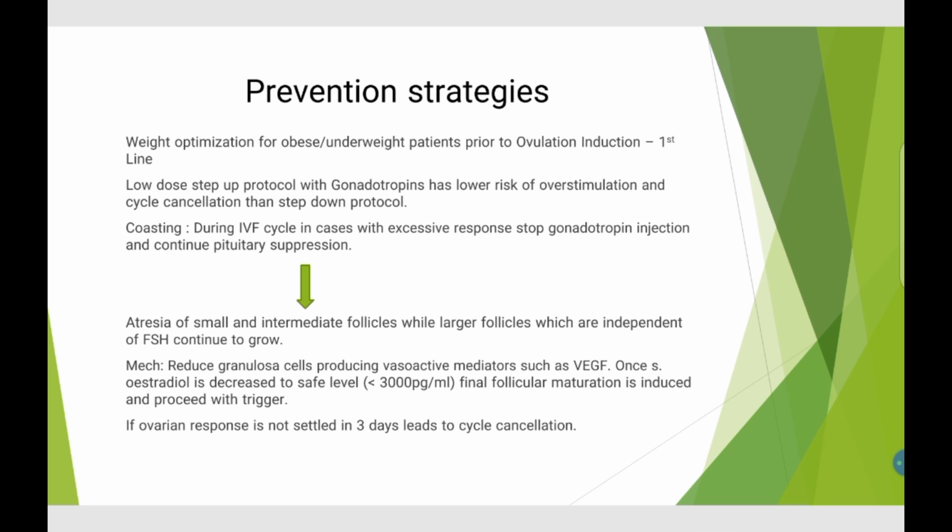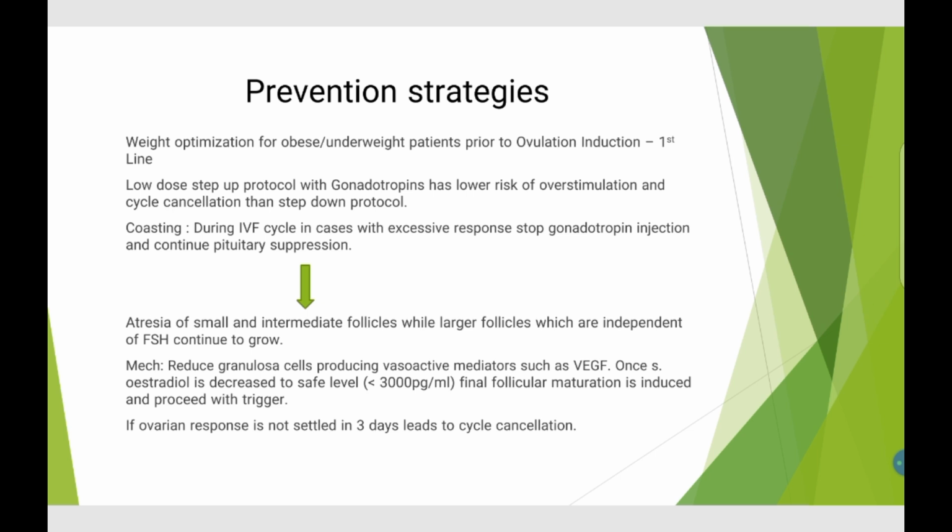Coming to the prevention strategy, weight optimization for obese and underweight patients prior to the ovulation induction is the first line of prevention. Low dose step up protocol with gonadotropin has lower risk of overstimulation and cycle cancellation than step down protocol. So there is a step up protocol and a step down protocol, and step up protocol with gonadotropin has a lower risk than the step down protocol. Third, coasting can be done.